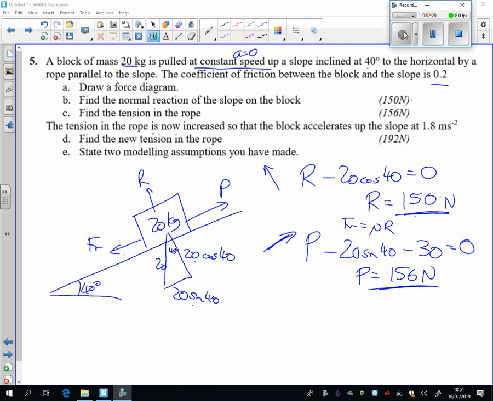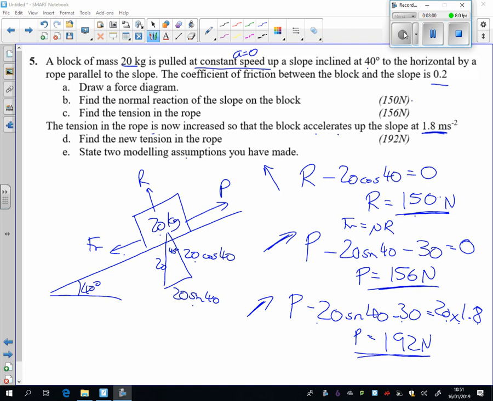The tension in the rope is now increased, so the block accelerates up the slope at 1.8 meters per second squared. So let's just go back to that previous line there, and here was the resultant force, and this is now equal to the mass times the acceleration. So this is now equal to 20 times by an acceleration of 1.8. And so now the propelling force is increased into 20 times 1.8 plus 30 plus the 20 sine 40, and that works out to be 192 newtons.